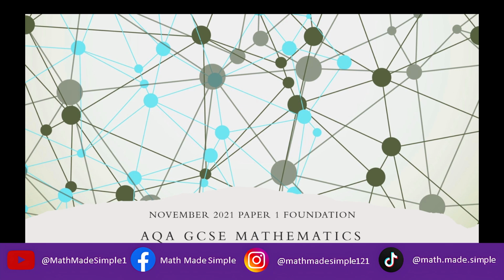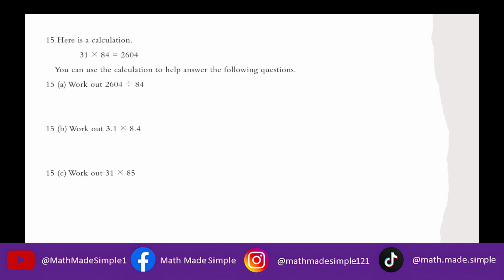Today I'm going through the AQA GCSE Mathematics Paper 1 Foundation for November 2021. So question 15 reads as follows. Here is a calculation. 31 times 84 equals 2,604. You can use the calculation to help answer the following questions.